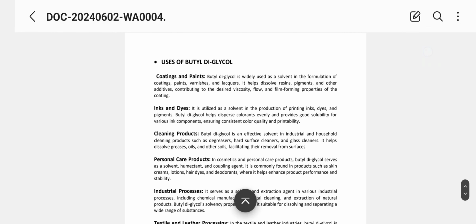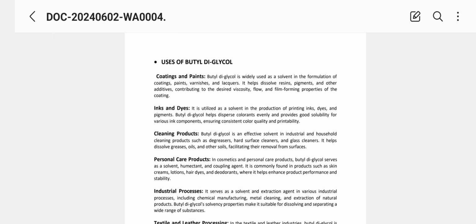Uses of butyl diglycol. Coatings and paints. Butyl diglycol is widely used as a solvent in the formulation of coatings, paints, varnishes, and lacquers. It helps dissolve resins, pigments, and other additives, contributing to the desired viscosity, flow, and film forming properties of the coating. Inks and dyes. It is utilized as a solvent in the production of printing inks, dyes, and pigments.